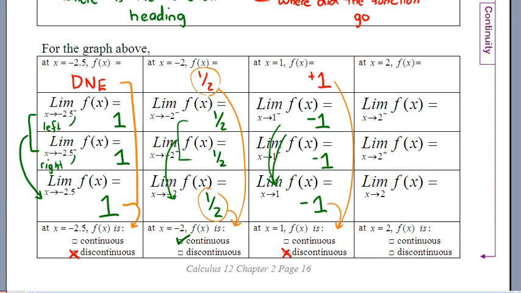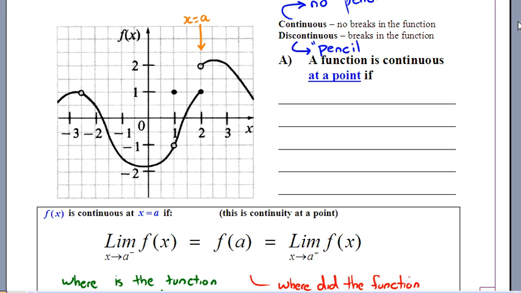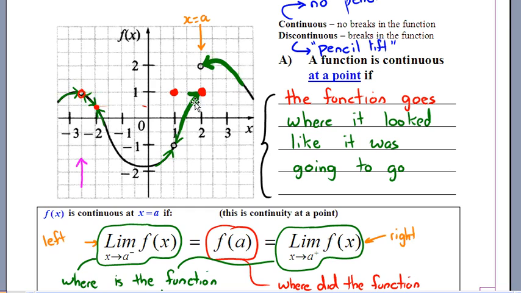Okay, one last scenario. Let's go and take a look at that x is equal to 2. Kind of talked about that at the top of the page. Here, when you approach from the left and from the right, the limits don't even agree. There's not even any agreement on where the function looked like it was going to go. And then we see that it does actually go to 1. But as I approach this x equals 2 from the left, I'm heading towards a y value of 1. And as I approach x equals 2 from the right, I'm heading towards a y value of 2.